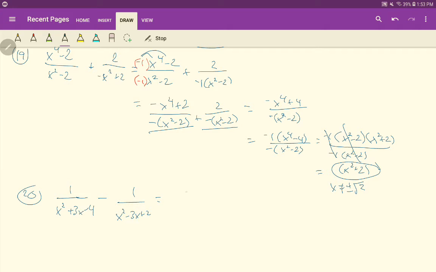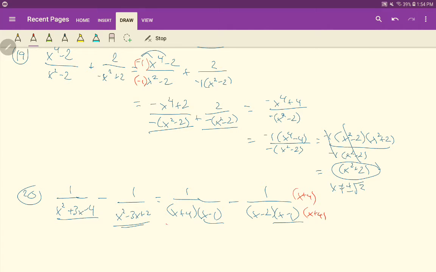So let's factor here. We get 1 over, and this here factors to be x plus 4, x minus 1, and then this factors to be x minus 2, x minus 1. And aha, we can see that we have two factors in common. So what are we missing? Well, what is this denominator missing? It does not have an x plus 4 in it. So we will multiply the top and bottom by x plus 4.